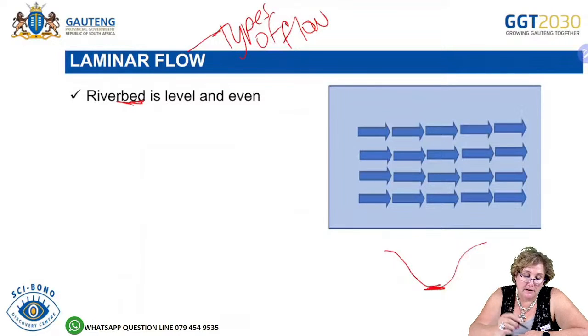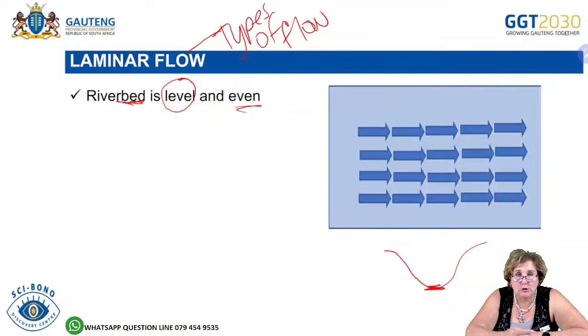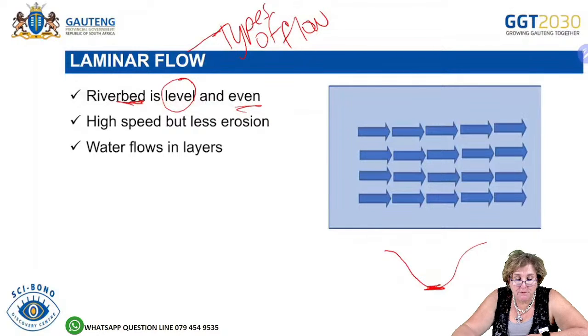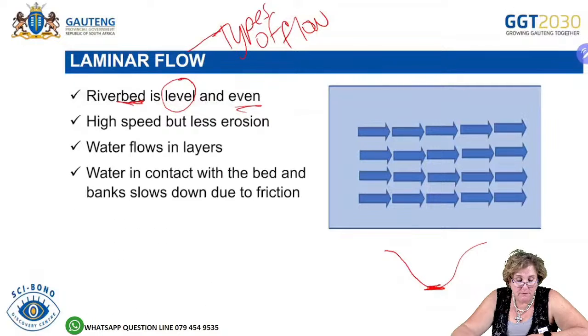The bottom of the river, that bed is level and even. That means there's absolutely no obstacles in that specific river. The riverbed is level, it's flat and even. The river normally flows here at a high speed, but there's less erosion. High speed, less erosion. The water basically flows in layers. It looks as if it's layer by layer that this water is flowing.